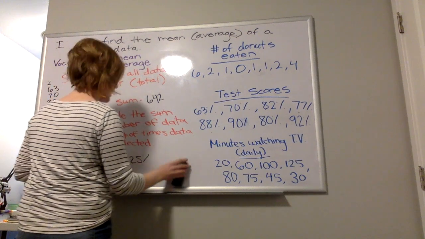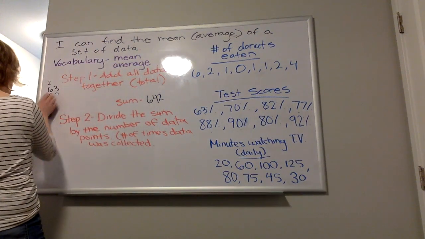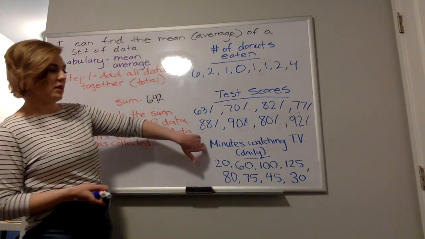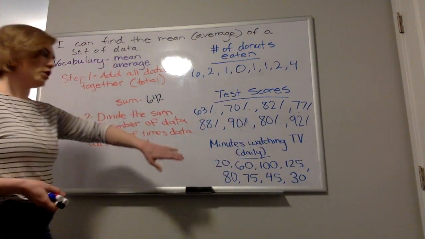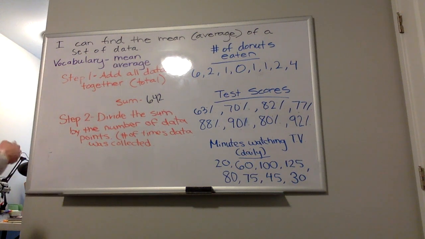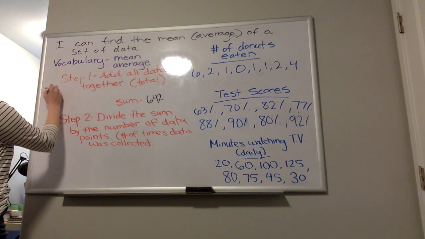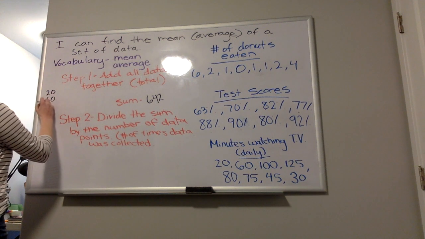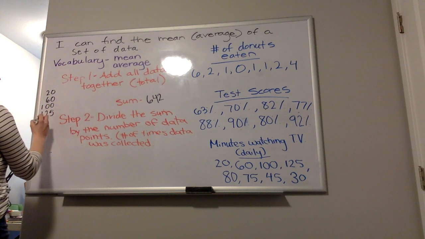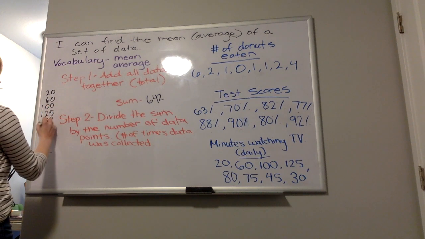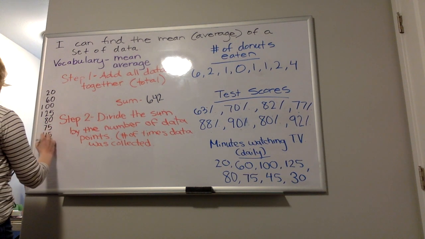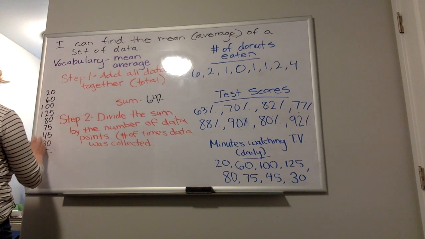So I'm going to do this last set of data, and we are looking at the minutes that people are spending watching TV. So let's say I ask 8 different people, okay, and they say 20 minutes, 60, 100, 125, 80. I overestimated here, probably because of the fact that we're at home all day. I'm assuming that you guys are watching probably a little bit more TV than what you typically would.